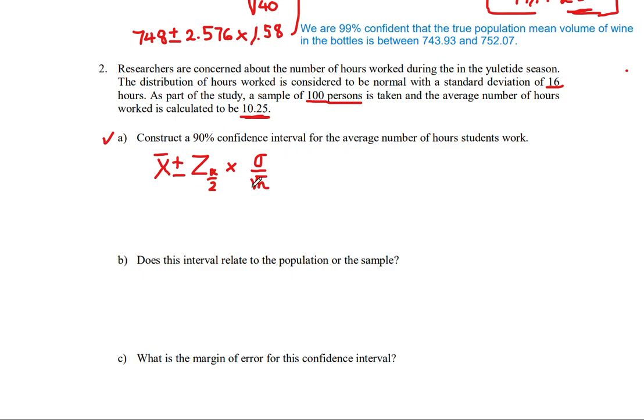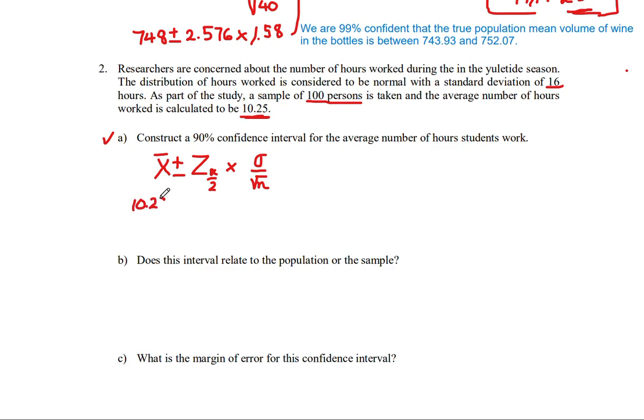So this is the formula that we'll use once it's a normally distributed data set, and this will typically also be supported by having the standard deviation of the population known and the sample size greater than 30, which satisfies the conditions for using the standard normal distribution. So we'll use this formula. X bar here, which is the sample mean, is given to us to be 10.25. So we'll insert 10.25 here.